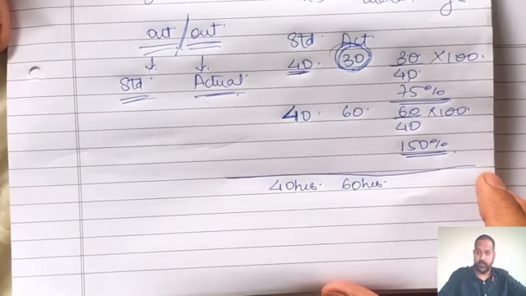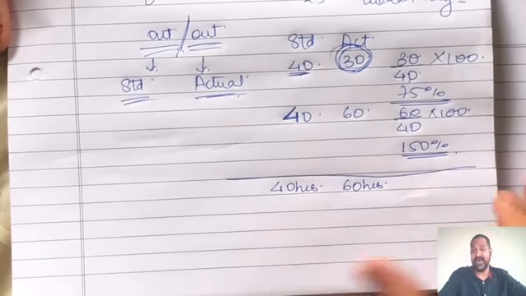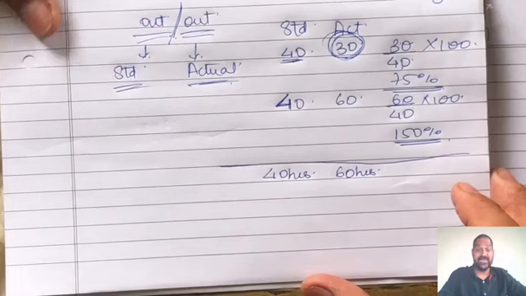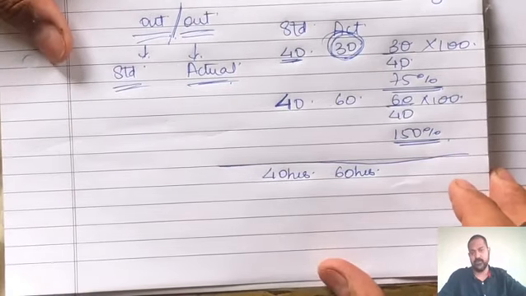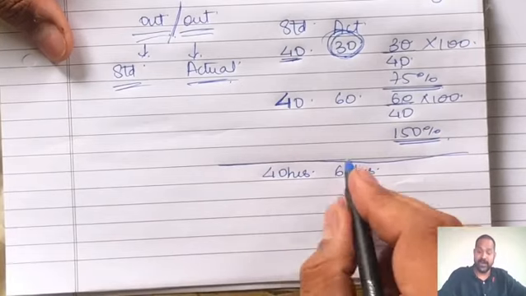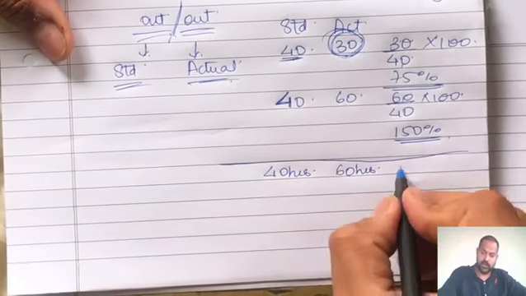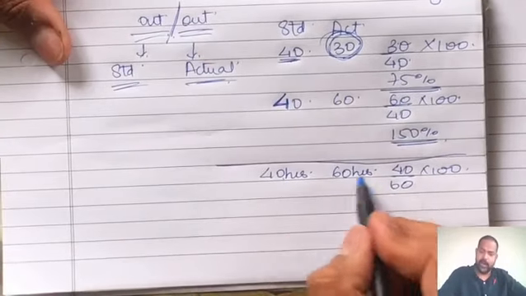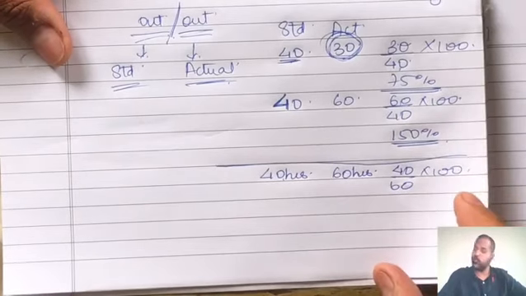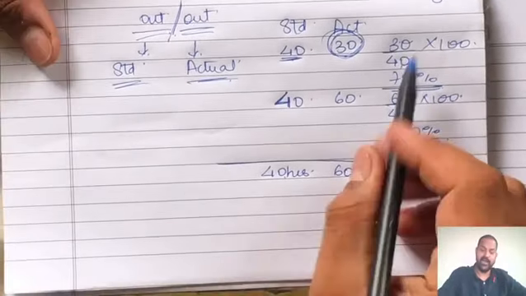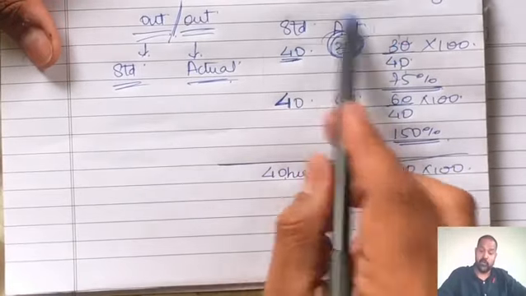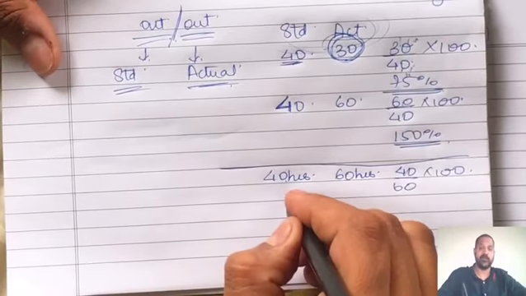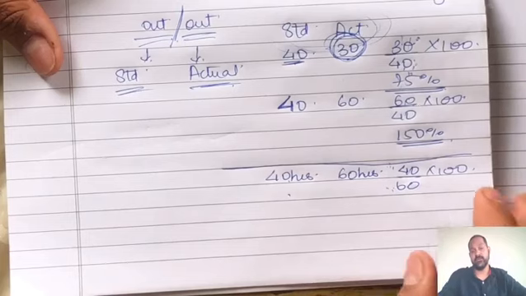Well, you are bad because you are taking more time than the standard. If you are bad, shouldn't it be less than 100% productivity? Yes. So the smaller value should be on top and the greater value down. So it is 40 by 60 into 100. One minute, sir, you did standard upon actual. Yes. That is why I told you don't remember the formula. Don't learn by heart the formula as actual upon standard. When you are doing a unit based calculation, it is actual upon standard. But when you are doing a time based calculation, it is standard upon actual.